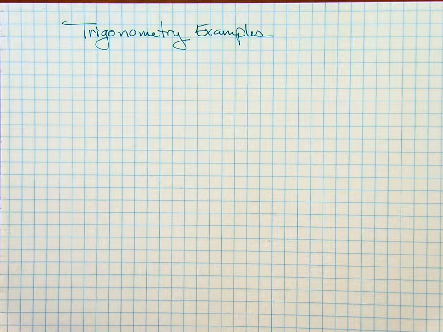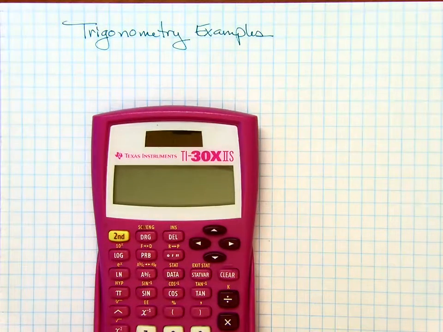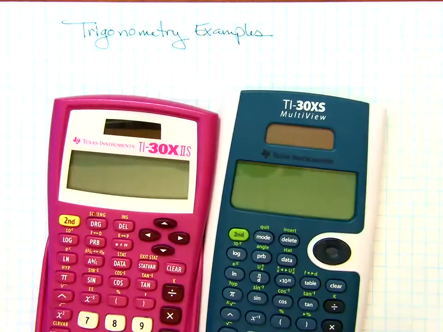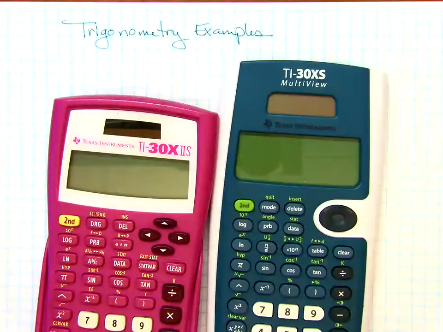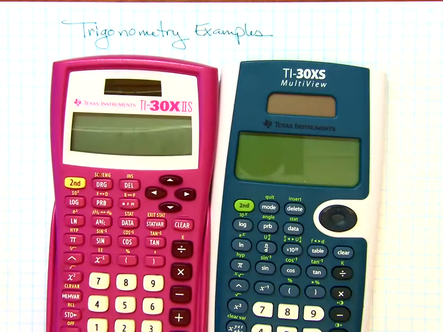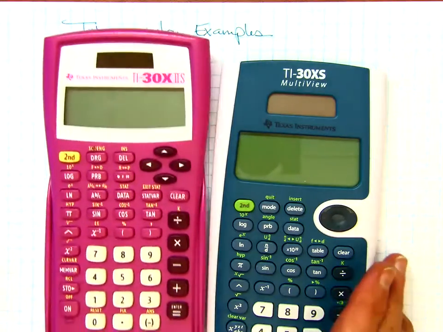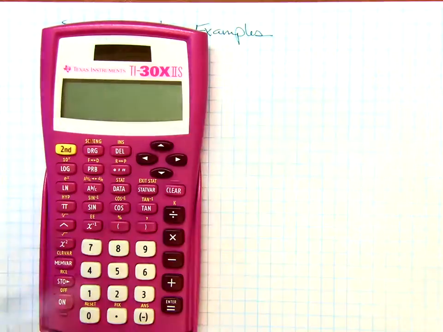We're going to do some trigonometry examples just to get you started. You're going to need a calculator with trig functions. This is the one that we use in the class. However, if you have this one, it will also work. But I'm going to go ahead and show you using the pink calculator, or the TI-30X2S. Okay.